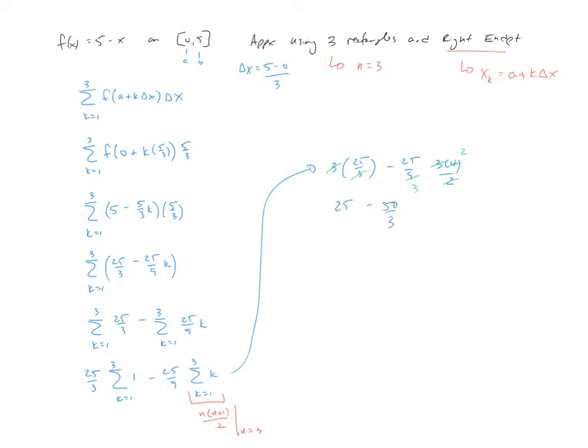And 25 minus 50 over 3 is going to be 25 over 3, which is approximately 8.3. Okay, so this is our approximation using 3 rectangles and the right endpoint, along with, of course, our summation notation. All right, so again, that's an approximation. I'm going to go ahead now, clear the screen, and then we're going to do the exact area using infinitely many rectangles and using now the left endpoint.